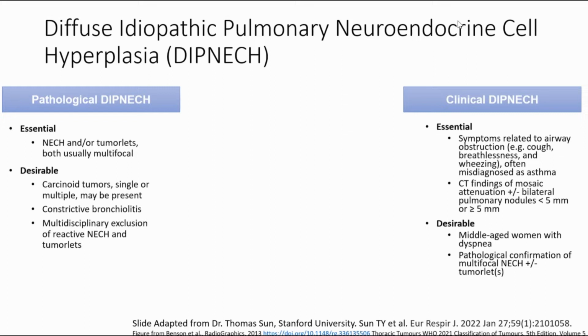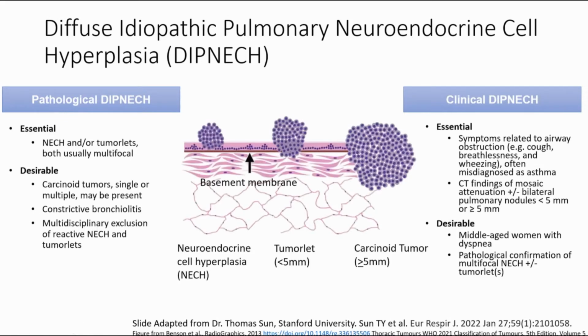There are two ways to identify this disease. One is under the microscope with our pathology colleagues. Usually under the microscope, you can see a spectrum. You can see neuroendocrine cell overgrowth or hyperplasia. You can see tiny tumors, which we call tumorlets. They're less than 5 millimeters, but they invade. And then you can also see, as part of the spectrum, carcinoid tumors, which are 5 millimeters or greater. So it's a spectrum of disease. That's one way to classify it.